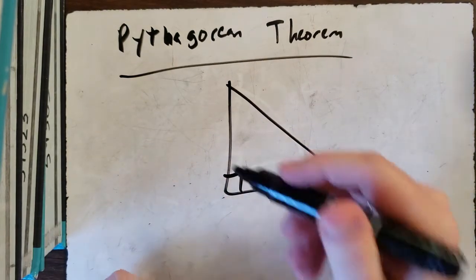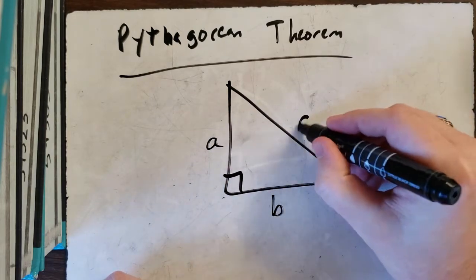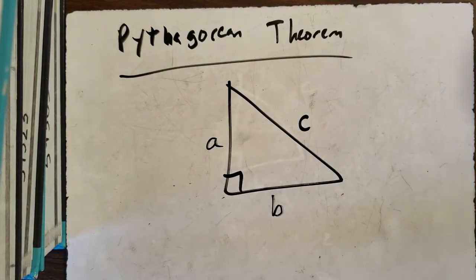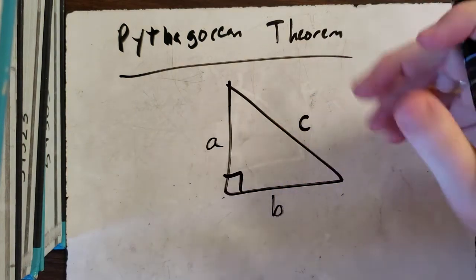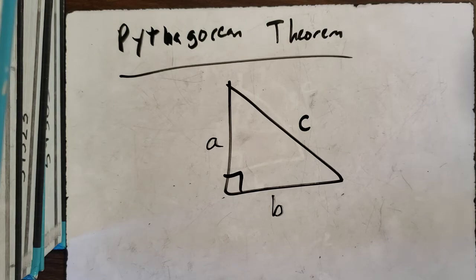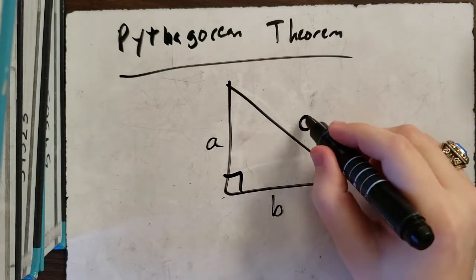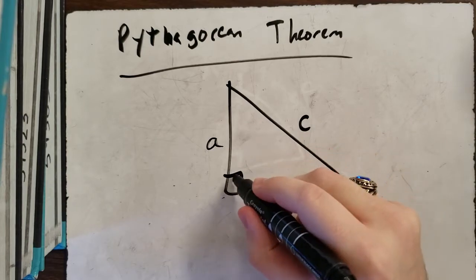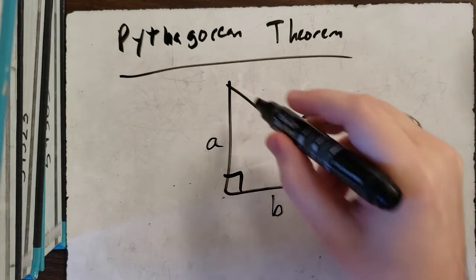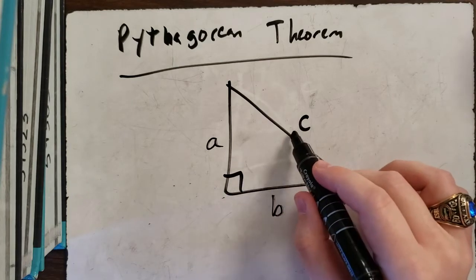Now, when you label, this side will be A, this side will be B, and this side will be C. Your A and B, it doesn't matter which one you use for that side. What really matters is C. The C is always across from your right angle box. So whatever diagonal or line you have across from your box, that's your C.